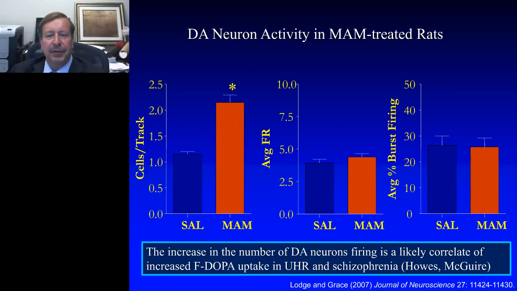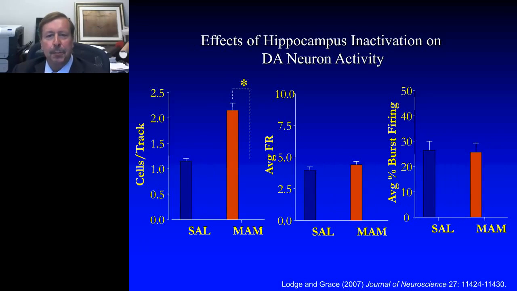Now, the increase in the number of dopaminergic neurons firing is a likely correlate of what we see in human studies. In human studies by Howes and McGuire, what they find is there's an increased fluorodopa uptake in ultra-high risk and schizophrenia patients in the striatum. Fluorodopa would be taken up in dopaminergic terminals that are active. So the more terminals that are active, the higher the fluorodopa uptake. And similarly, the more neurons we see firing, the more terminals should be active. So there's a pretty strong correlate between what's seen in the animal model and what's seen in human schizophrenia patients.